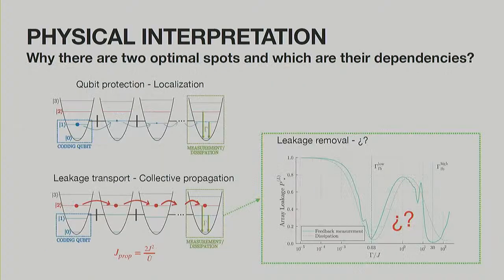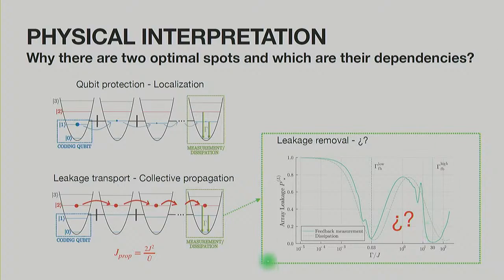In this last part, we did some analytical studies to understand the physics underlying this and have better control of the parameters. Some of the processes are understood already, like the qubit protection can be understood by localization, and the leakage transport by collective propagation with this effective hopping term. So we focus on the existence of these two optimal spots, so we want to understand why this is happening.